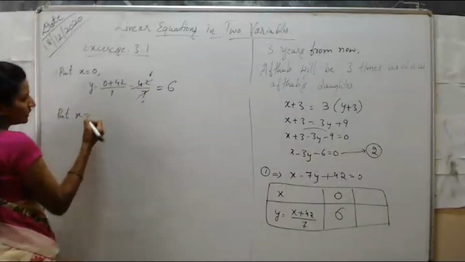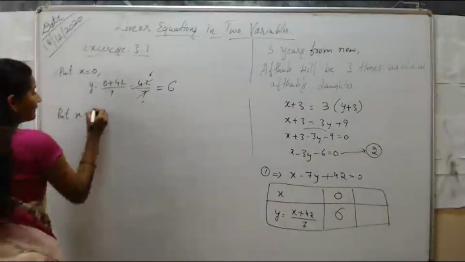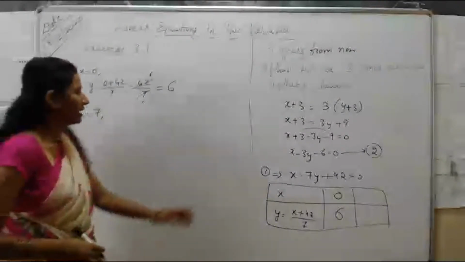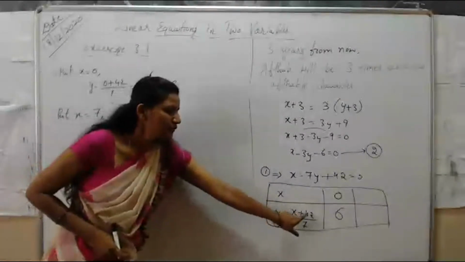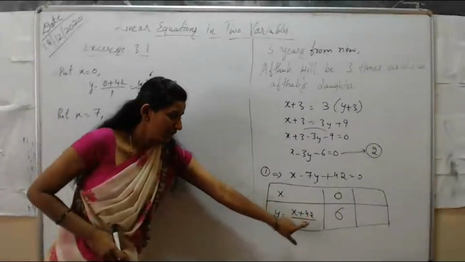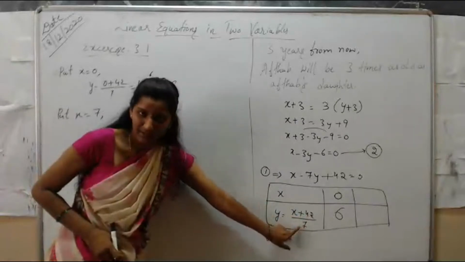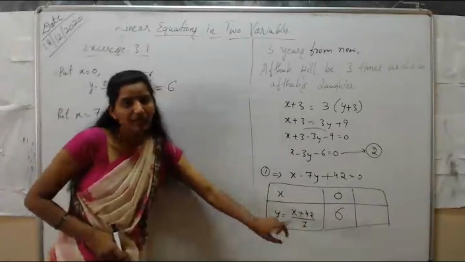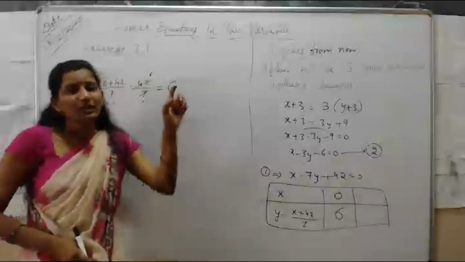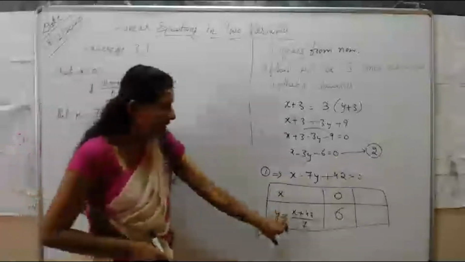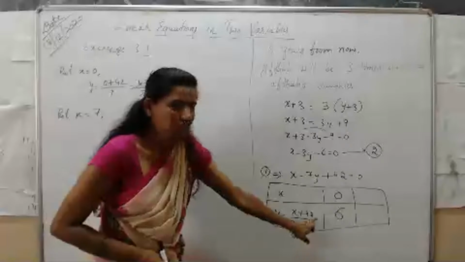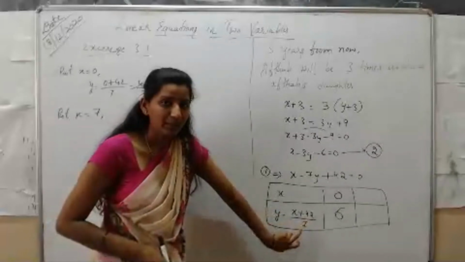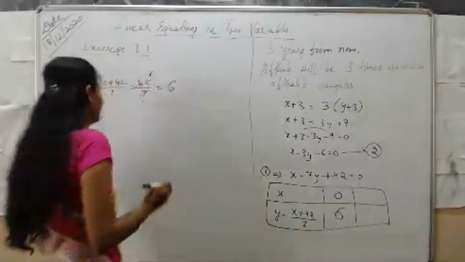Next, put x is equal to what value? You can take 1, 2, 3, 4, whatever you want, but I am taking 7. Because if you put 1 here, 1 plus 42 becomes 43, which is not completely divisible by 7. If you take decimal values, it will be difficult to represent in the graph. That's why I am taking 7 here. 7 plus 42 is 49, which is completely divisible by 7.